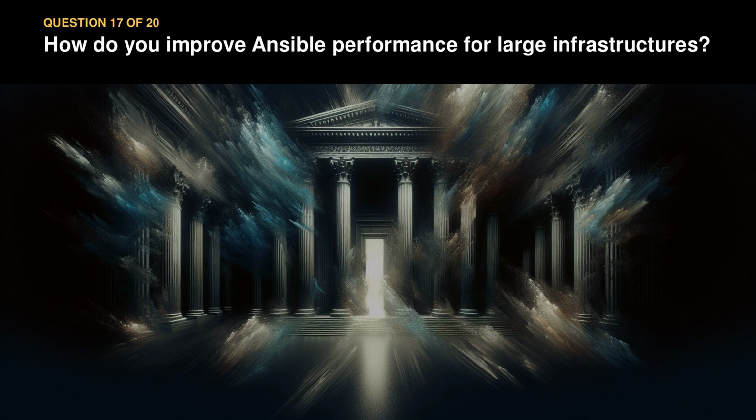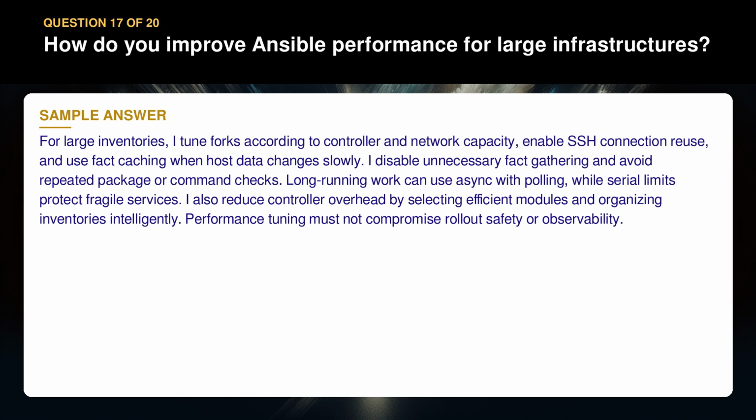Question 17. How do you improve Ansible performance for large infrastructures? For large inventories, I tune forks according to controller and network capacity, enable SSH connection reuse, and use fact caching when host data changes slowly. I disable unnecessary fact gathering and avoid repeated package or command checks. Long-running work can use async with polling, while serial limits protect fragile services. I also reduce controller overhead by selecting efficient modules and organizing inventories intelligently. Performance tuning must not compromise rollout safety or observability.